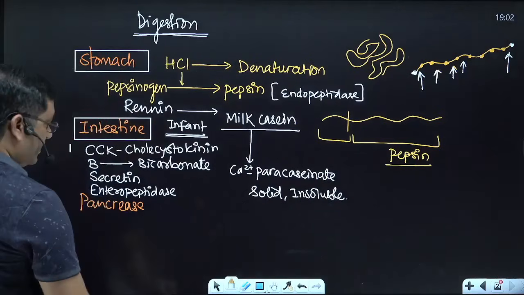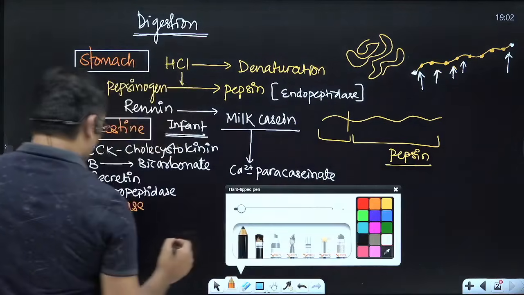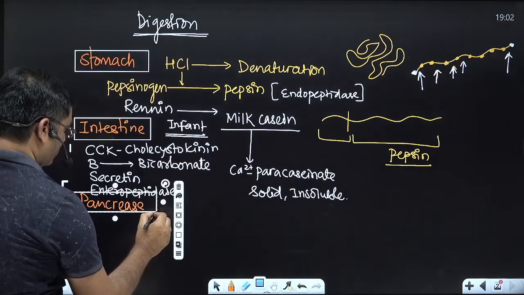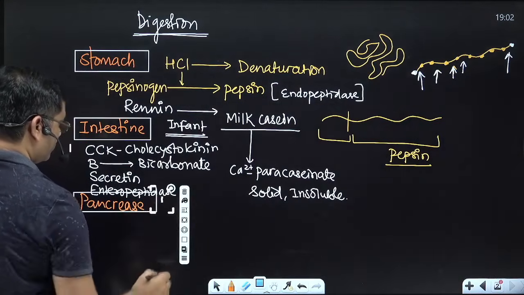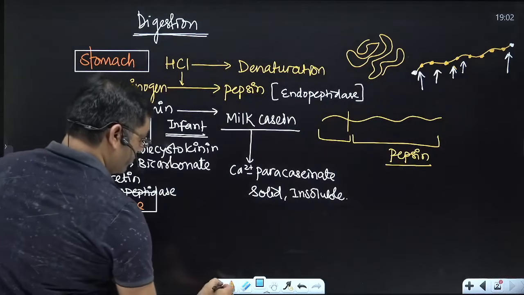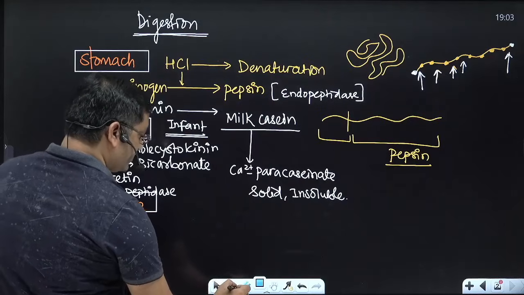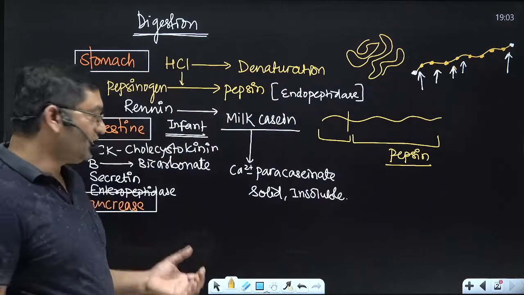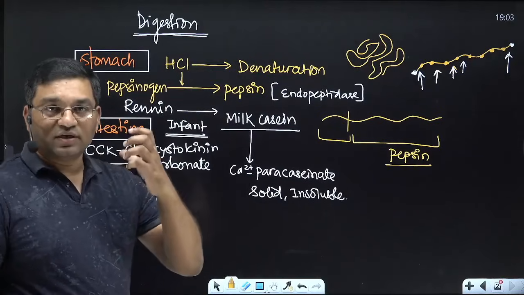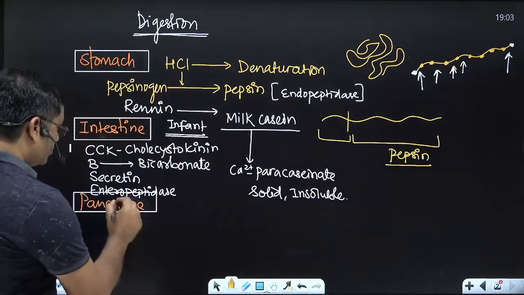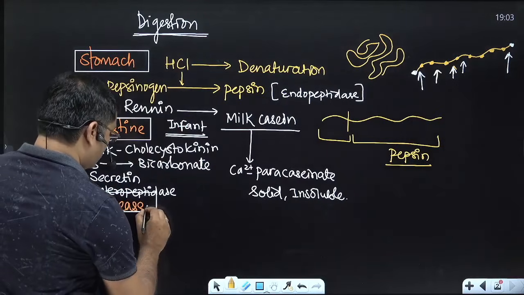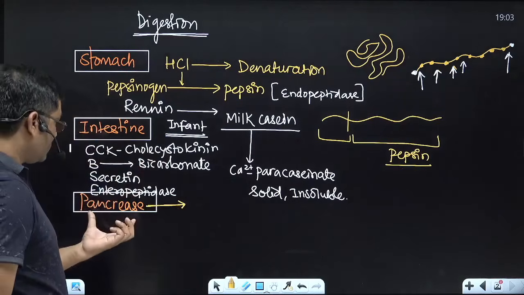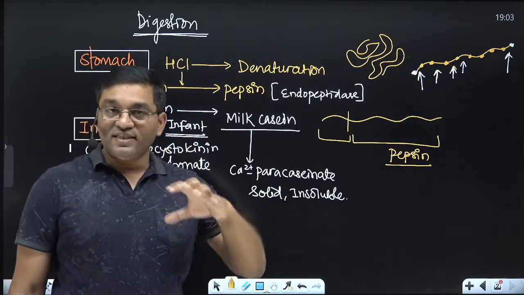Okay, now the pancreas, this is the important one. From the pancreas, there is release of peptidases, particularly the endopeptidases and some exopeptidases. They are released in the pancreatic juice. Okay, so enteropeptidase causes the conversion of trypsinogen into trypsin. Cholecystokinin causes the release of pancreatic enzymes, peptidases.